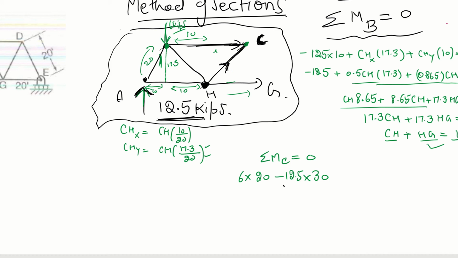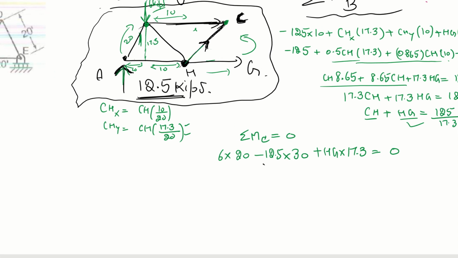Now, is there any other load? Then I have HG also. This is trying to rotate in the counterclockwise direction, so plus HG times 17.3 equal to 0. That's how we will write down our equation. Is there anything else I'm missing? No, it seems like I've considered everything. I won't consider CH because the line of action is passing through point C, so there is no perpendicular distance.